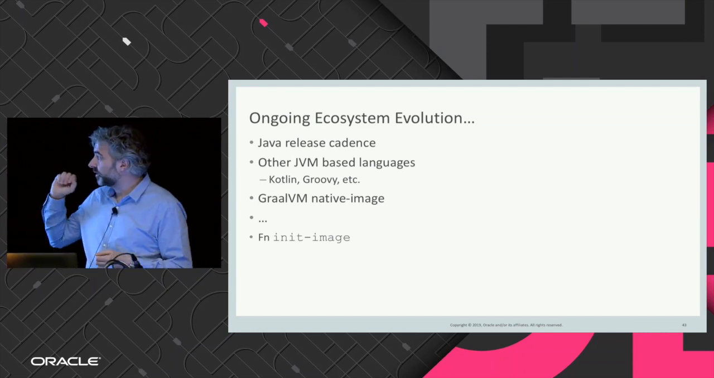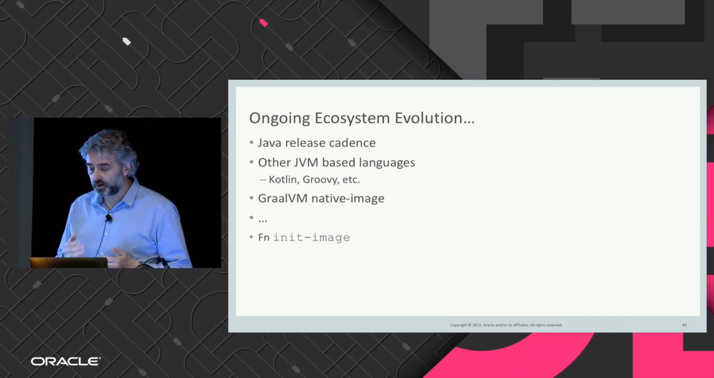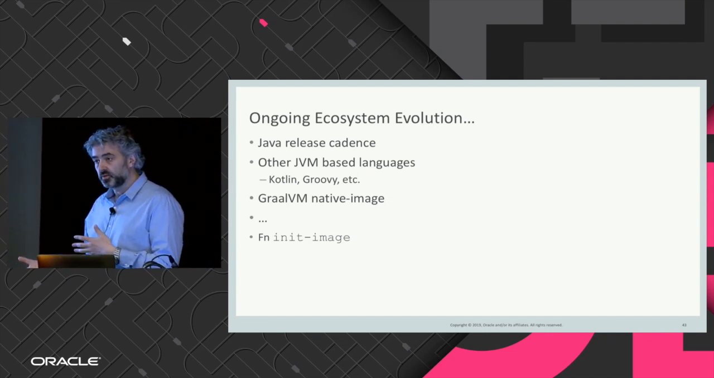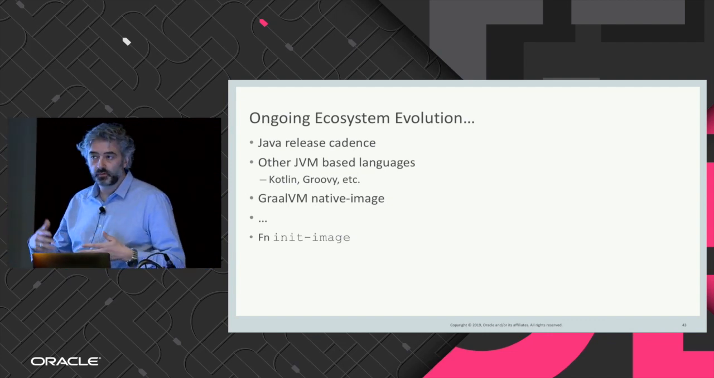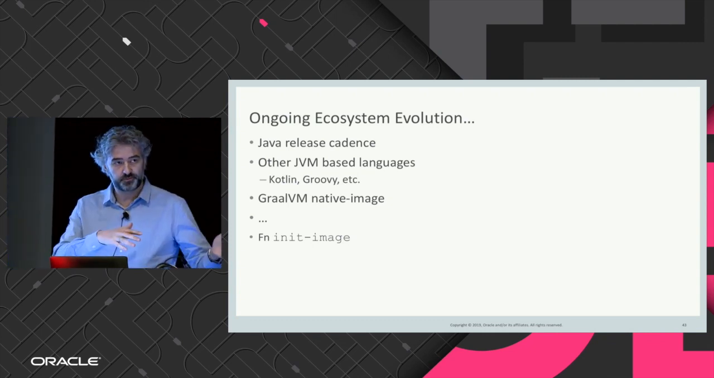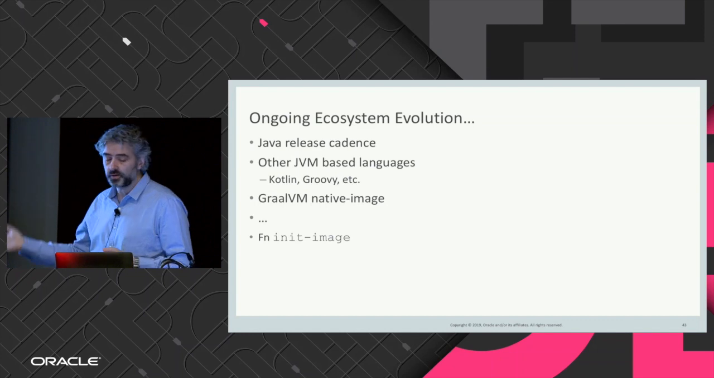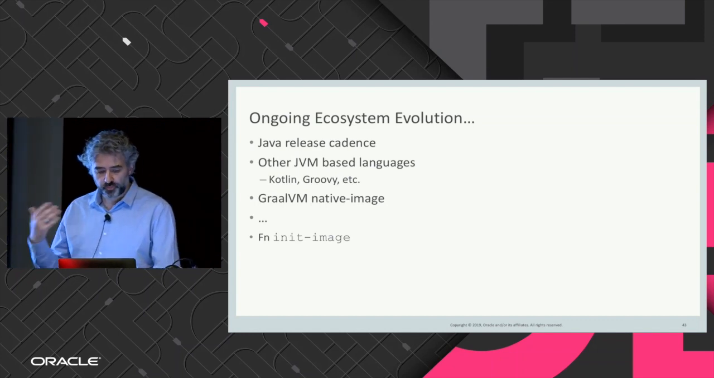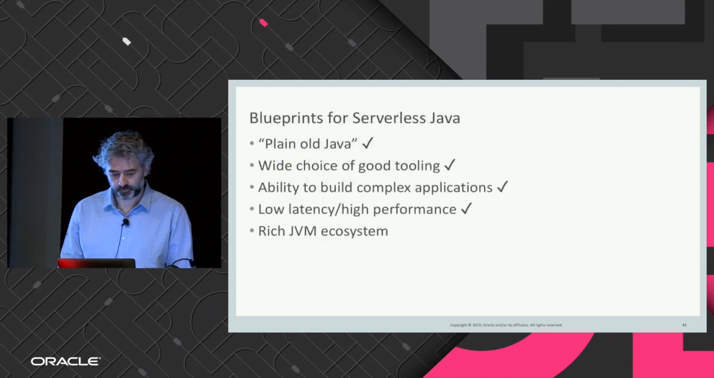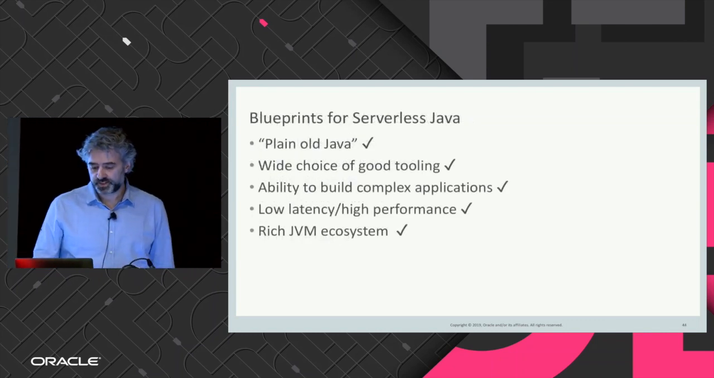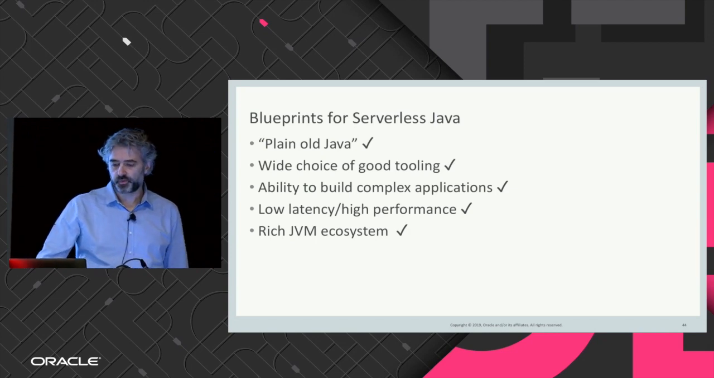So you saw me using init image for Graal, for jailing. That's also something that you can use to write support for your own language. So, for example, last month someone added support on FN for .NET using the init image capability. So that's something that you can use to basically extend the platform. Rich JVM ecosystem, I think it's fair to say that we can cope with that.